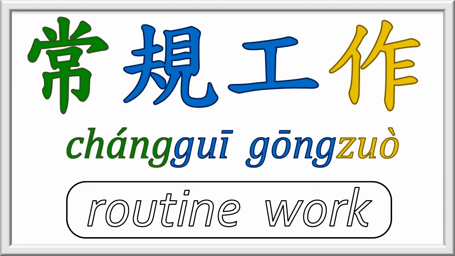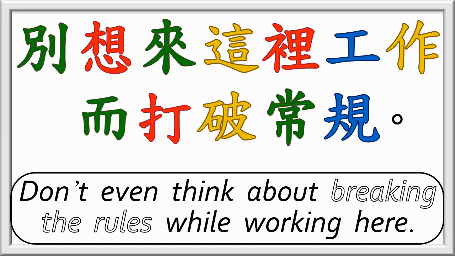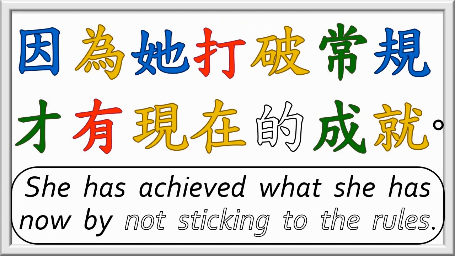Laws and regulations can naturally be extended to include 常规 ordinary rules, common practices, or routines. 常规工作 routine work. 你不能这样违反一切常规 You can't go against all the rules like this. 别想来这里工作而打破常规 Don't even think about breaking the rules while working here. 因为他打破常规才有现在的成就 She has achieved what she has now by not sticking to the rules.